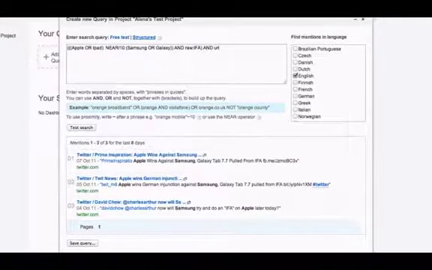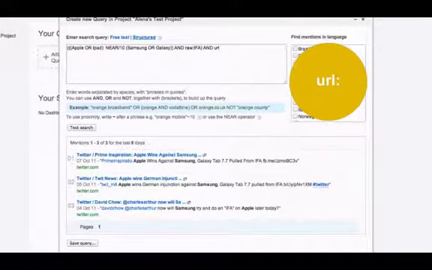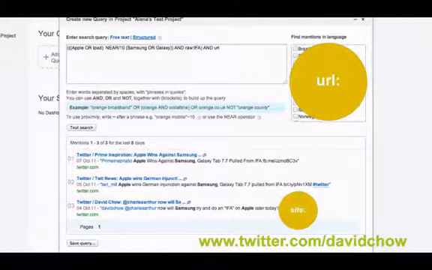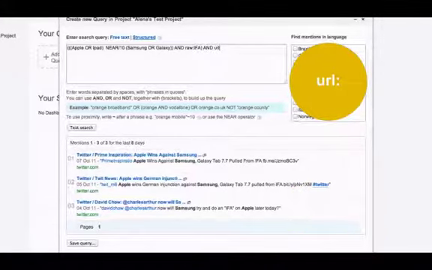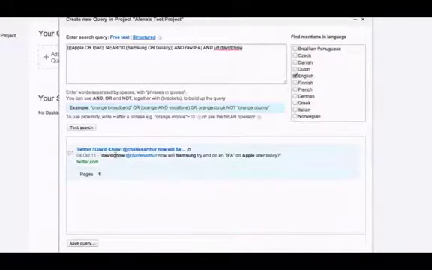The difference between these two operators is that site targets any part of the URL that is before the first slash, while URL can target anything after the first slash in the URL. This is useful for companies trying to target a specific Twitter profile, for example. In this case, I'm looking for David Chow's profile. Hitting the search button should reveal that there's only one mention.